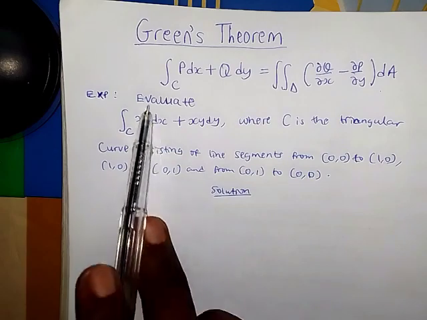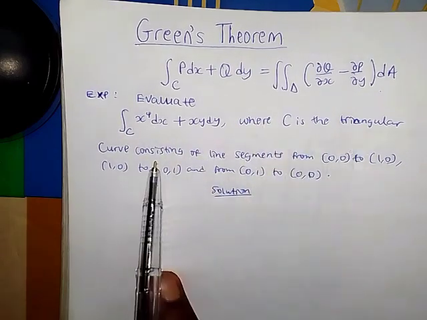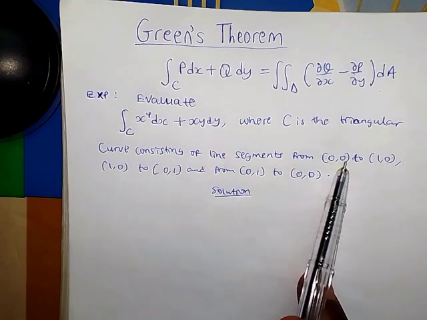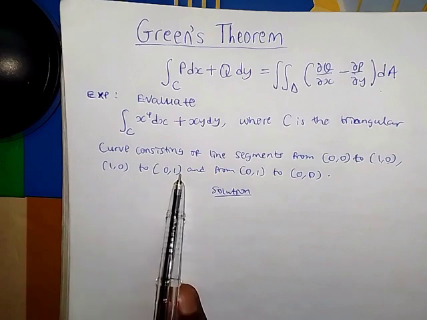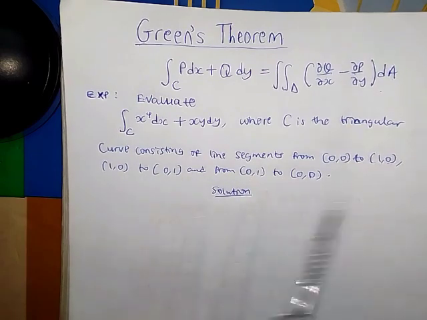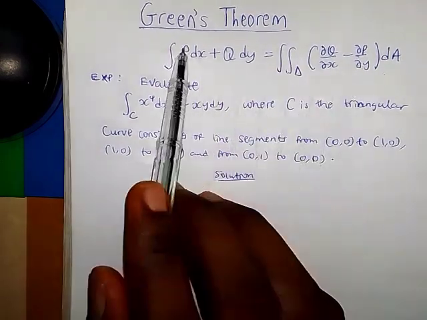The question says to evaluate this, where C is the triangular curve consisting of the line segments from (0, 0) to (1, 0), then to (0, 1), and from (0, 1) to (0, 0). So let's take a look. We are going to evaluate it using this formula.